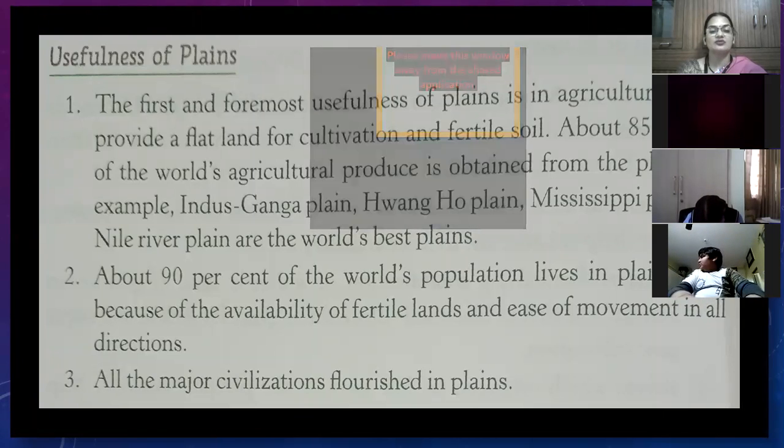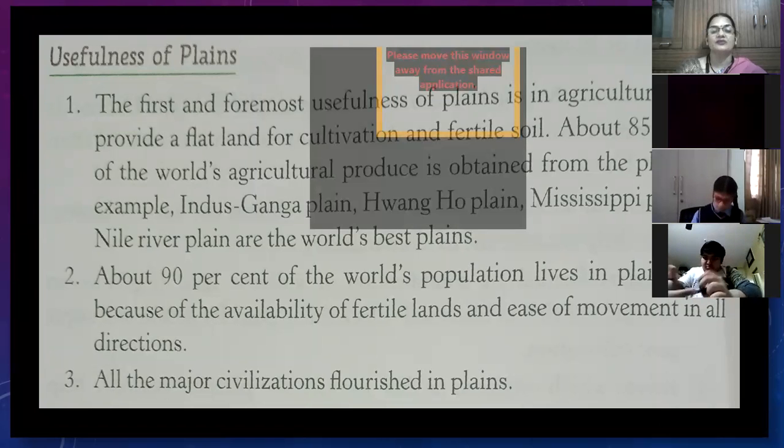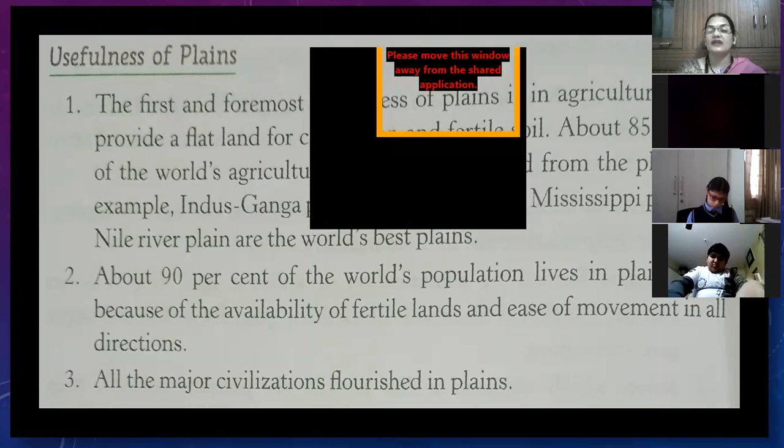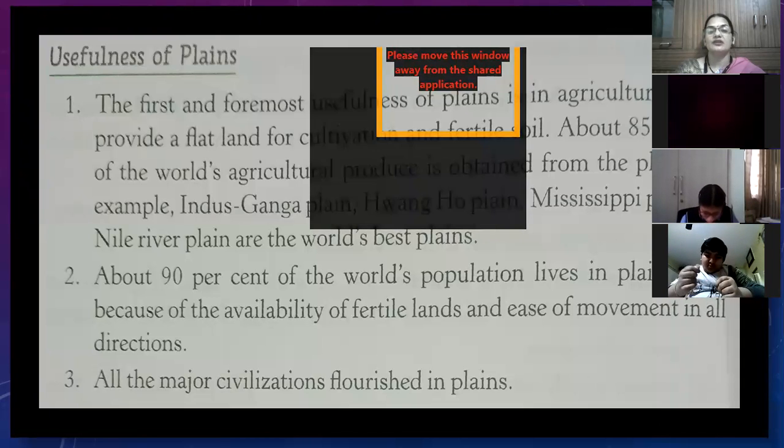About 90% of the world's population lives in these plains because of the availability of fertile land and ease of movement in all directions. Yes. So about 90% of the world's population is found in the plain regions only. All the major civilizations flourished in plains.